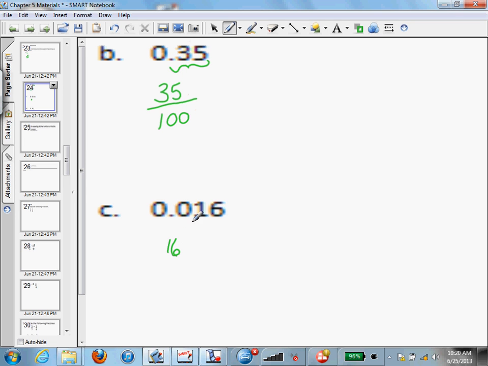With C you have 0.016, and if you notice there's a zero there, so there are actually three places. So you want to have one and then three zeros to divide by.